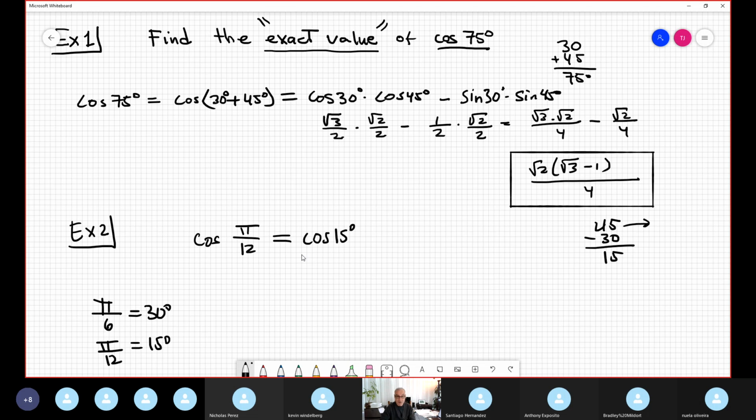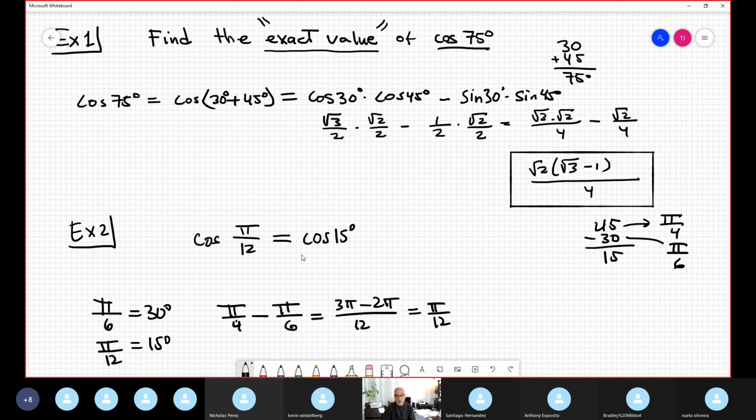Those are basically in radians because that was my original problem, so I converted to degrees a little bit to understand and find the combination. You get 15: 45 minus 30. But actually, this is pi over 4, and this is pi over 6. When you're subtracting pi over 4 minus pi over 6, the least common denominator is 12. 12 divided by 4 is 3 times pi is 3 pi, minus 12 divided by 6 is 2 pi. And 3 pi minus 2 pi is pi over 12. Exactly, we come back to the beginning. So we are doing well.